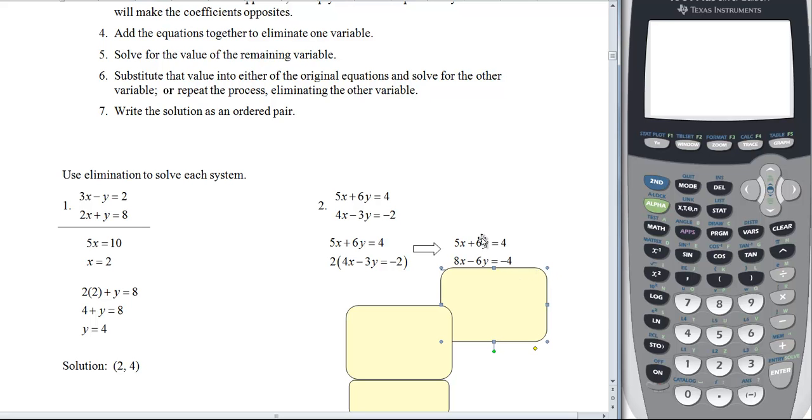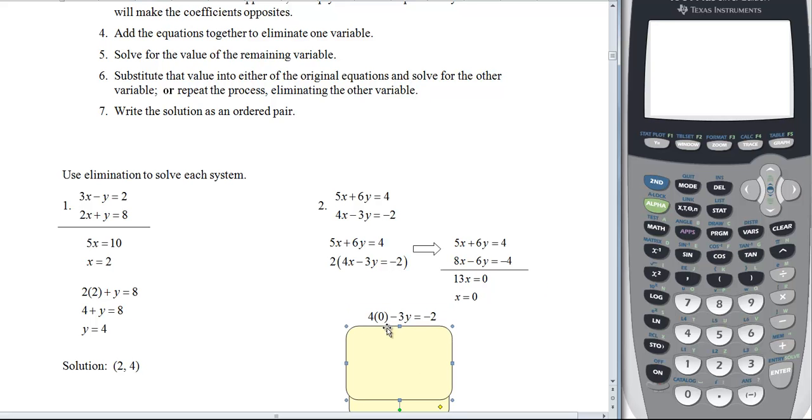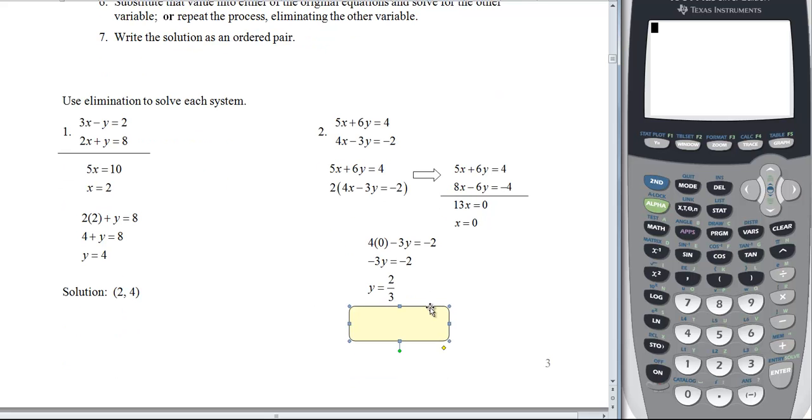So since my 6's are opposites, I draw my line. Add my x's, add my constants. I get 13x equals 0, or x will equal 0. Substitute this back into one of the equations. I chose the bottom one. So I would have -3y equals -2, or y equals 2/3. So my solution would be 0, 2/3.